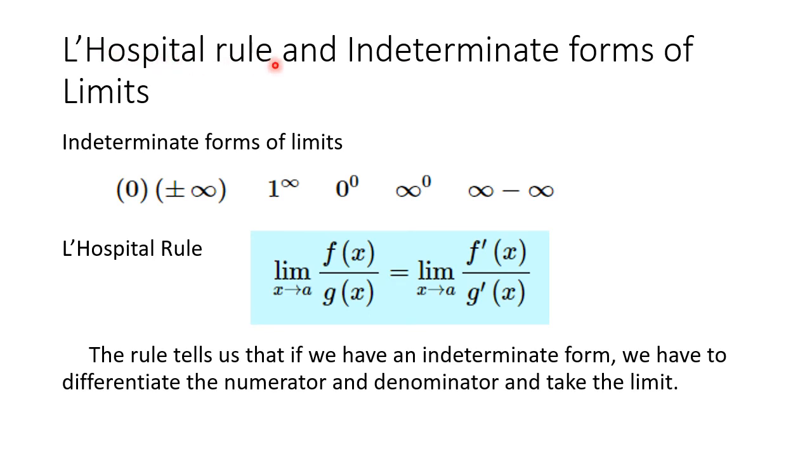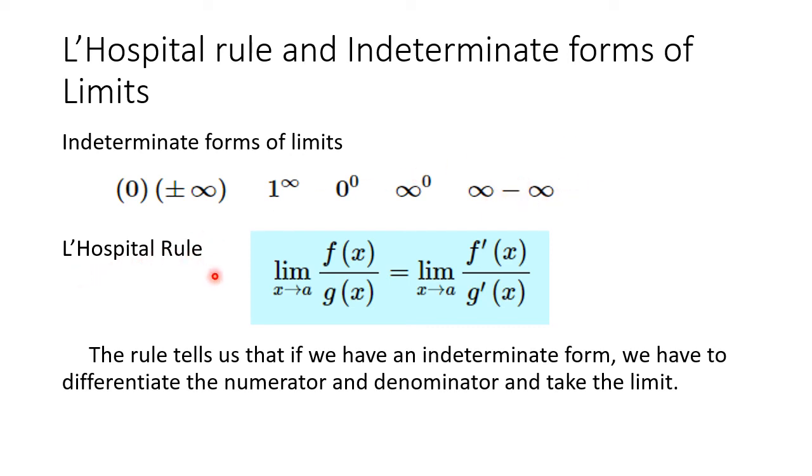L'Hospital's rule and indeterminate forms of limits. Limits sometimes are indeterminate forms. So this one: 0 over 0, plus and minus infinity over infinity, 1 power infinity, 0 power 0, infinity power 0, infinity minus infinity, 0 times infinity.